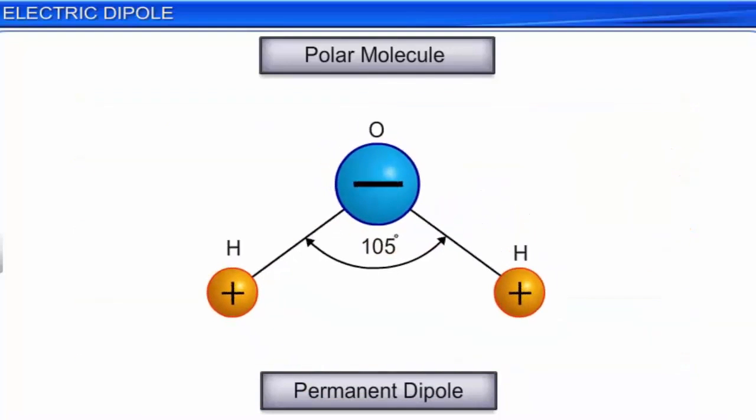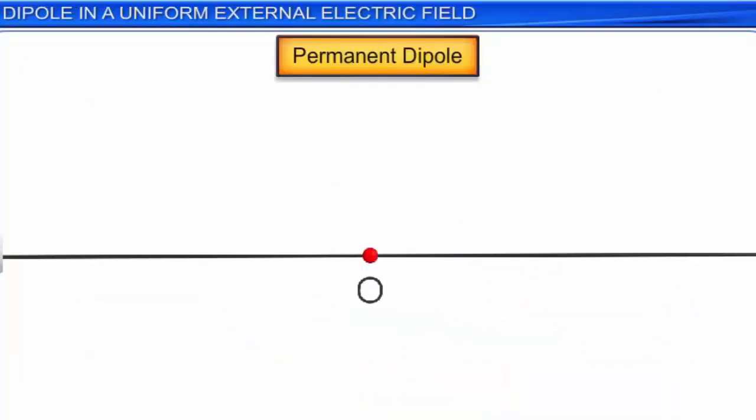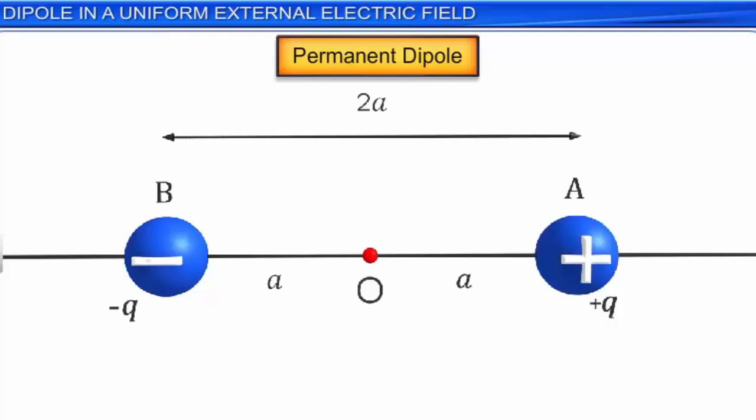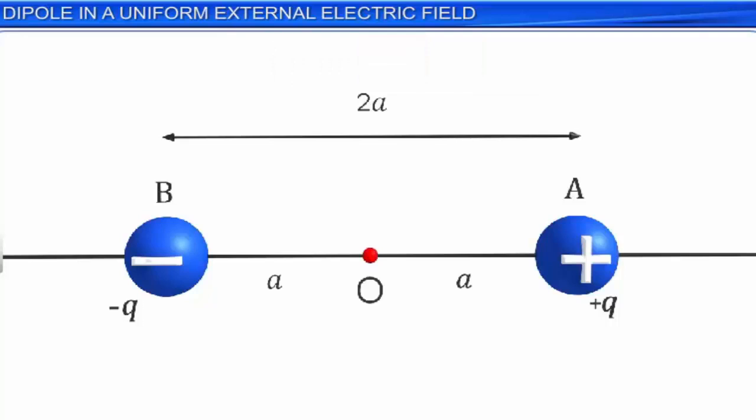Water molecule H2O is one such polar molecule. Consider a permanent electric dipole having a positive charge +Q at A and a negative charge -Q at B, separated by a distance 2a. A permanent dipole is one which has a dipole moment irrespective of the presence of an external electric field. The electric dipole moment p of the dipole is equal to 2aQ, directed from -Q to +Q along the axis of the dipole.